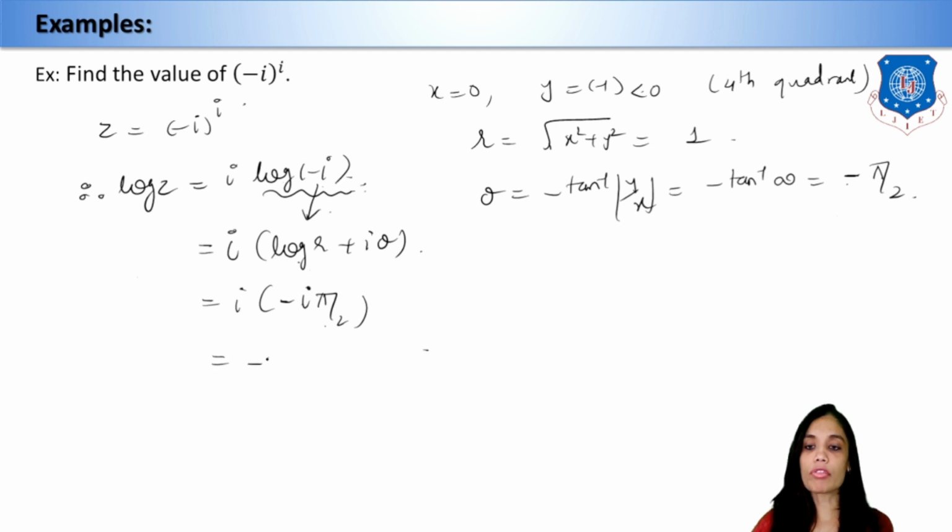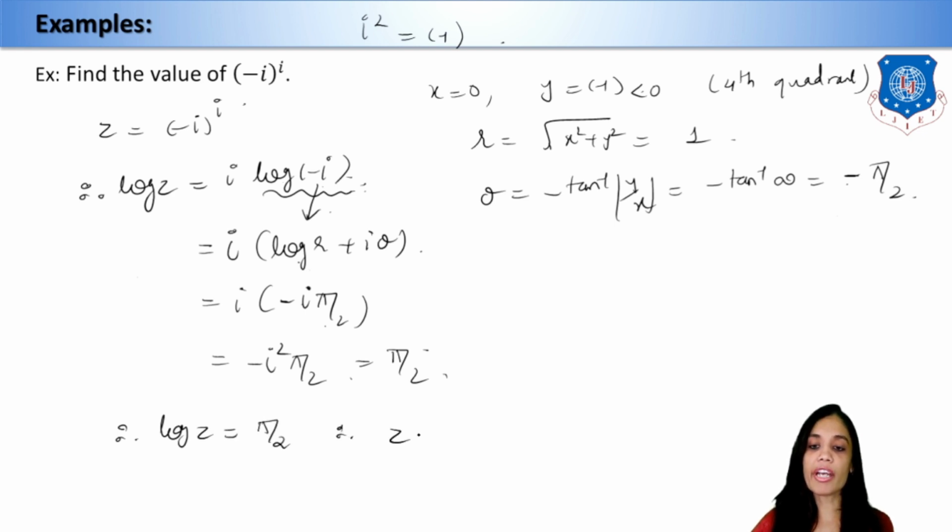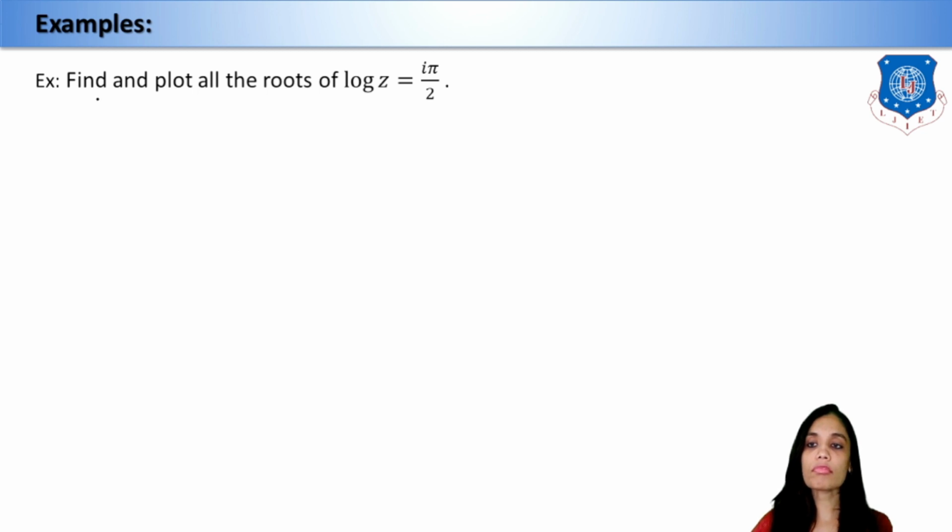Now open the bracket. So it will be minus i square pi by 2. The value of i square is what? Minus 1. So what will remain? Pi by 2. So log z is equal to what? Pi by 2. Therefore z is equal to e raised to pi by 2. Therefore your value of minus i raised to i is equal to what? e raised to pi by 2. Okay. So now let's go to the next example.